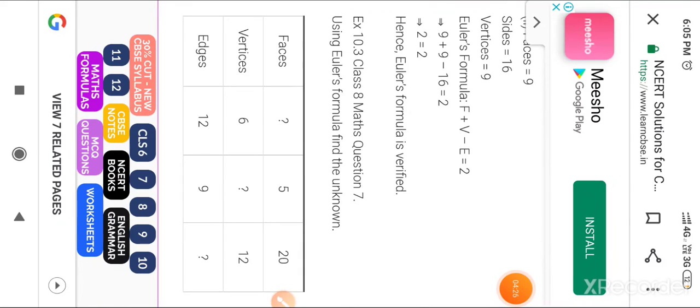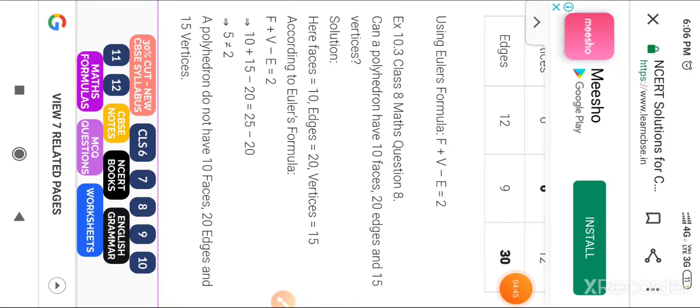Next question is, using Euler's formula, find the unknown values. So this question can also be solved by the same method by which we solved question number 6.